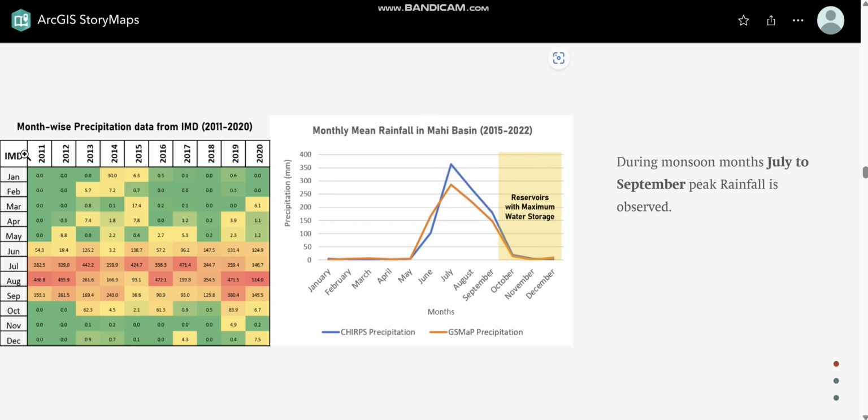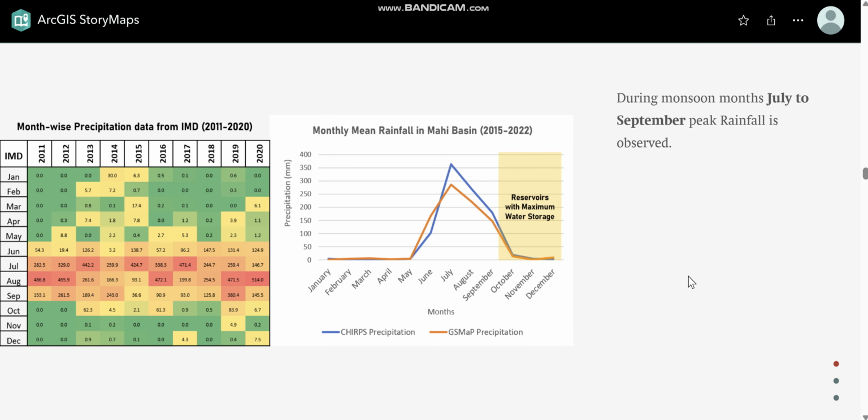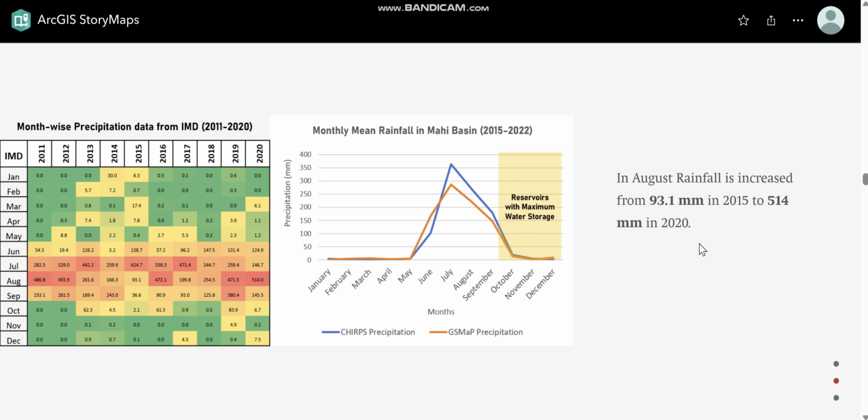This is the month-wise precipitation data from the IMD, and it can be noted that from July to September the rainfall is at its peak. In August, rainfall increased from 93.1 millimeters in 2015 to 540 millimeters in 2020, which is a very big range.